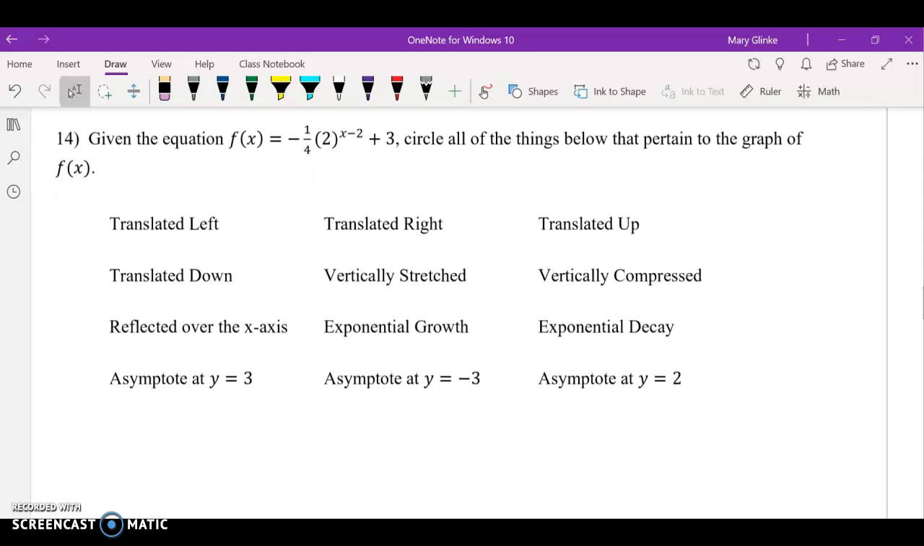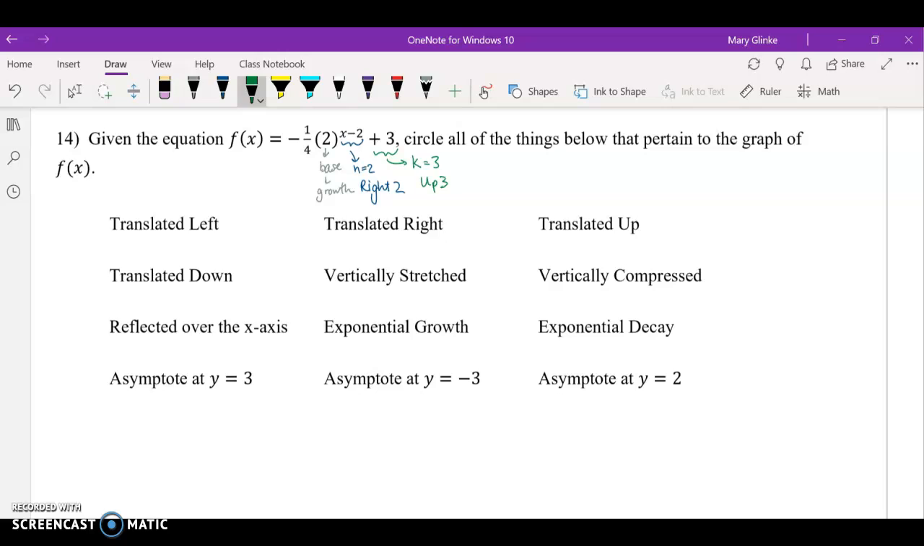Then what we did is we took these different things and we looked at our transformations. So looking at this one, we have lots of different things here. This 2 is our base, which means this is going to be a growth function. The number up with the x, that is your h value, but you're going to do the opposite of that. So your h here is positive 2, which means this is going to go right 2. The number at the end is your k value. Since it's plus 3, that means you're going to go up 3.